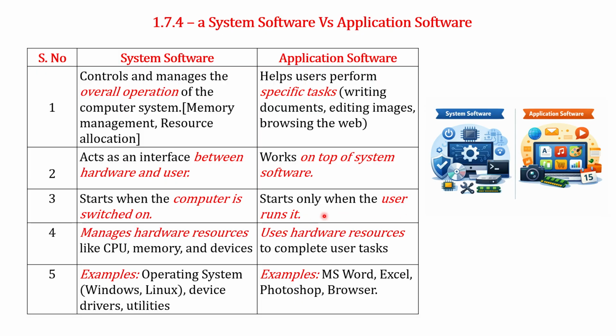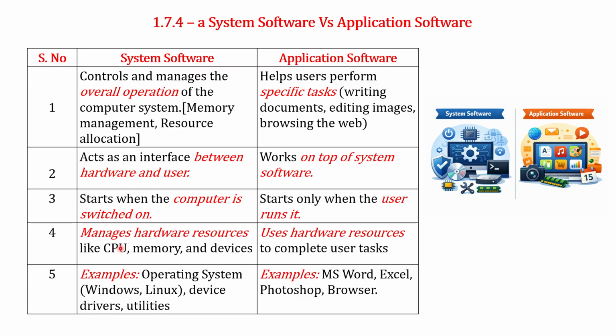For instance, when the user wants to type a document in MS Word, only at that time will the user open MS Word. Similarly, if a user wants to do some calculations in MS Excel or wants to use Google Chrome, the user will open Google Chrome only when he needs to browse some information from the internet. Whereas in the case of system software, when the computer is switched on, the system software will be loaded.